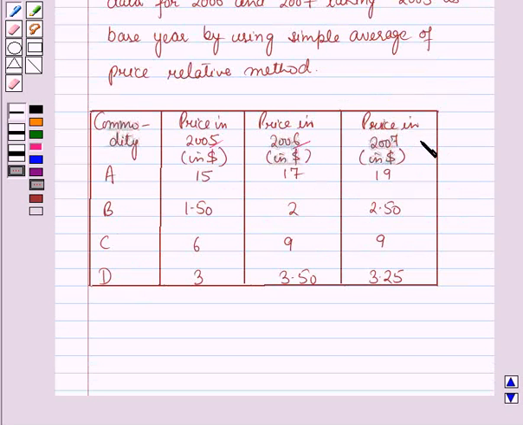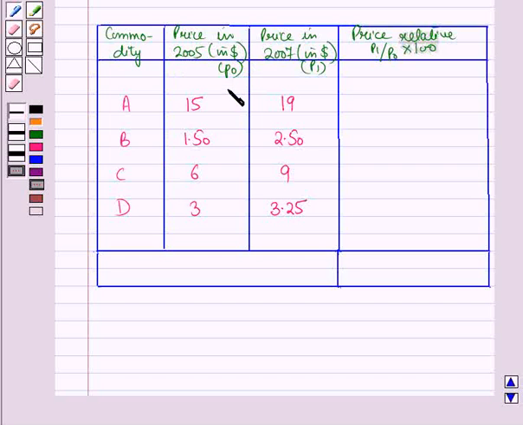And now let us find the price index number for the year 2007, taking 2005 as the base year. For this, first of all, we will draw a table for the given data. In the first column, we have written the commodities. In the second column, the corresponding prices of the given commodities in the year 2005 in dollars. And in the next column, the prices in the year 2007 in dollars. Now the year 2005 is the base year for the year 2007. This means the prices in the year 2005 will be the base year prices, denoted by P0, and the prices in the year 2007 are the current year prices, denoted by P1. In the last column, we will find the price relatives of the various commodities by using the formula P1 over P0 into 100.